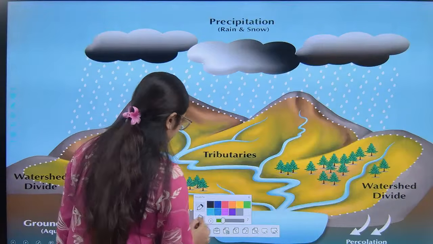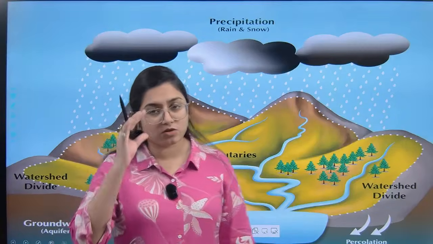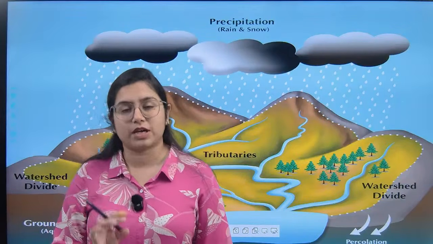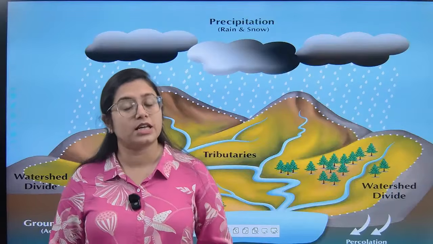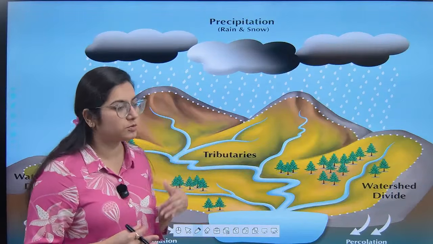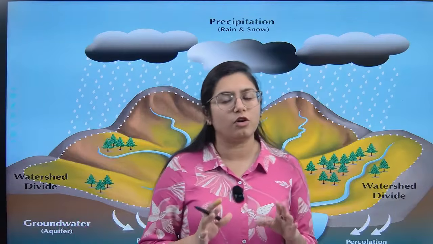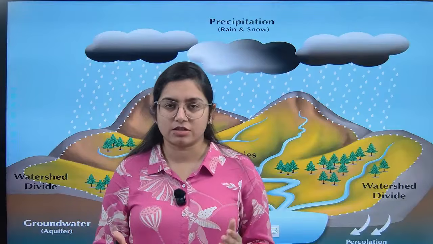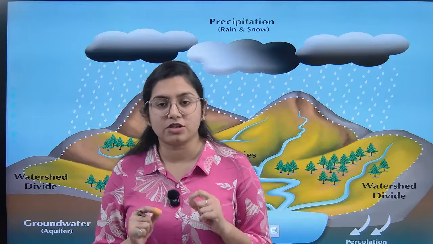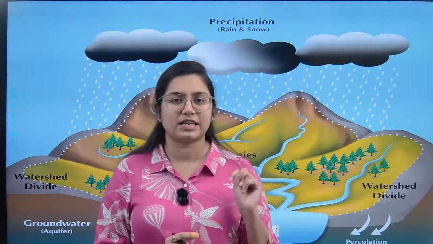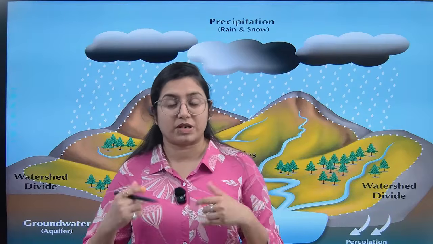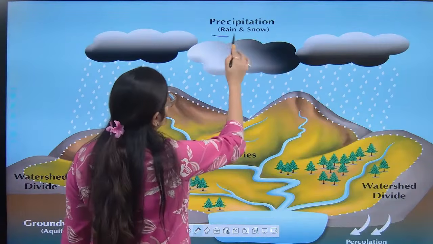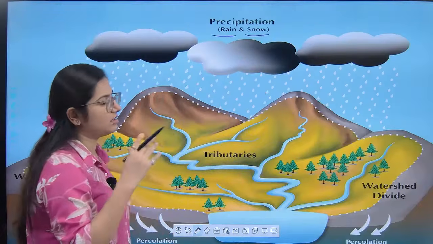Now see, we know that the main source of water for all of us, for our planet, is precipitation. And when I talk about precipitation, it includes all forms of water which comes from the atmosphere to our surface. Majorly it includes rainfall and then secondary snow. The kind of precipitation which brings the most water is rainfall and then the snow.